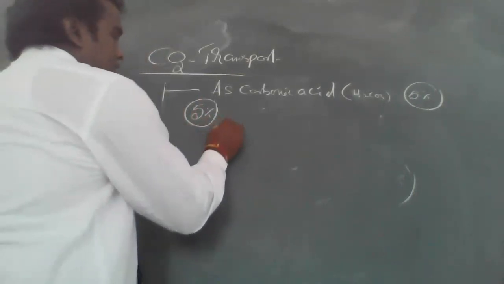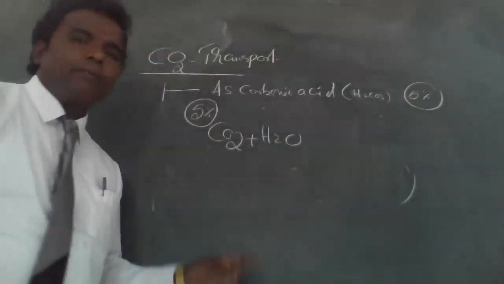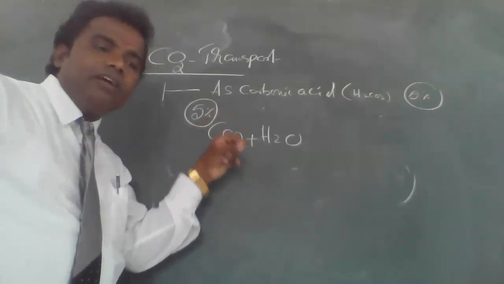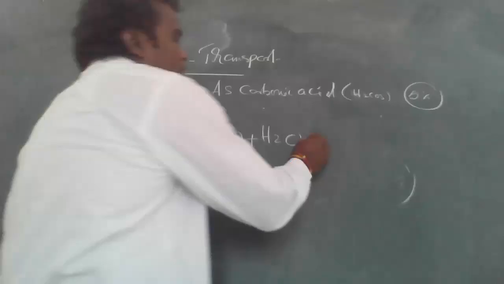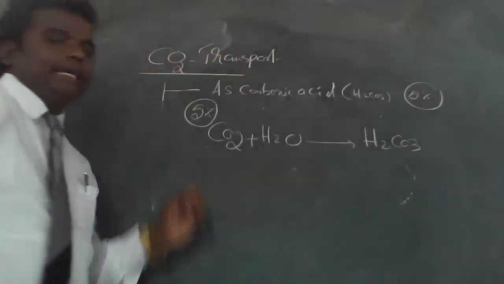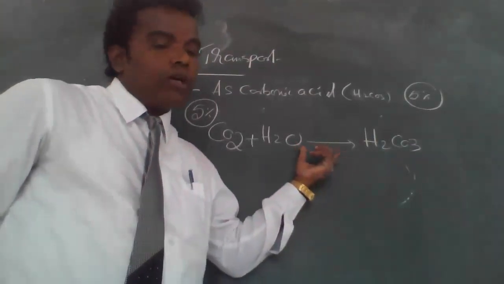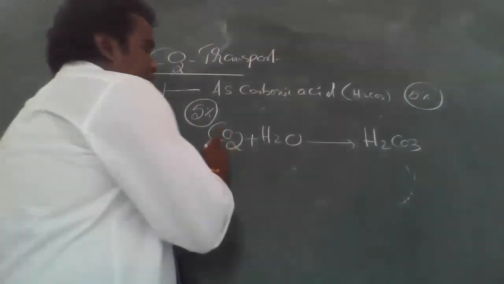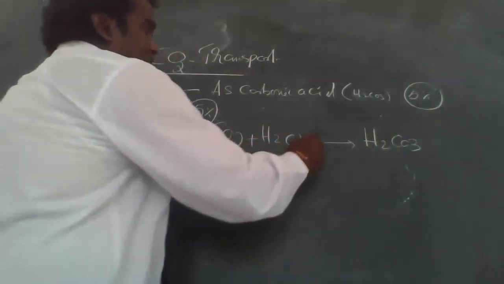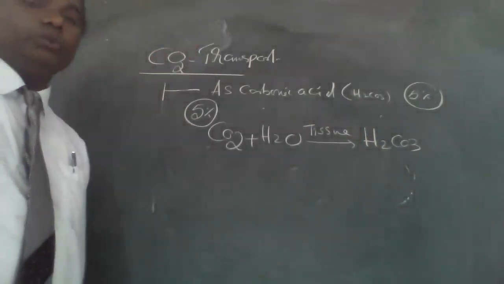For example, the CO2 binds with the H2O. 5% of CO2 dissolves in the plasma. Remember one thing: what is formed? H2CO3, carbonic acid. This is very, very important. CO2 plus H2O gives rise to H2CO3. This mechanism takes place in the tissue.